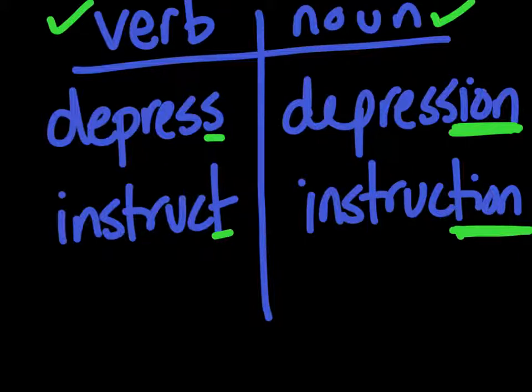So then when you add the SION to it, now depression is a different thing. Depression is a feeling you have when you are feeling low and not happy. It's a way that you feel, something that comes over you. Instruction is now a noun, and it is the thing the teacher is going to do. What type of instruction is she going to do today? What type of lessons is she going to do? This is what she has planned out, the things that he's planned to teach the class.